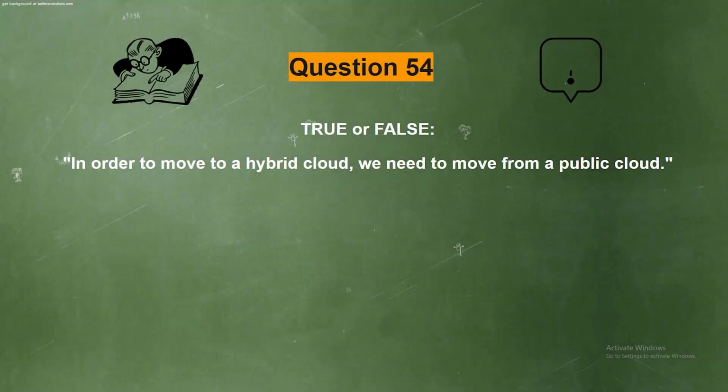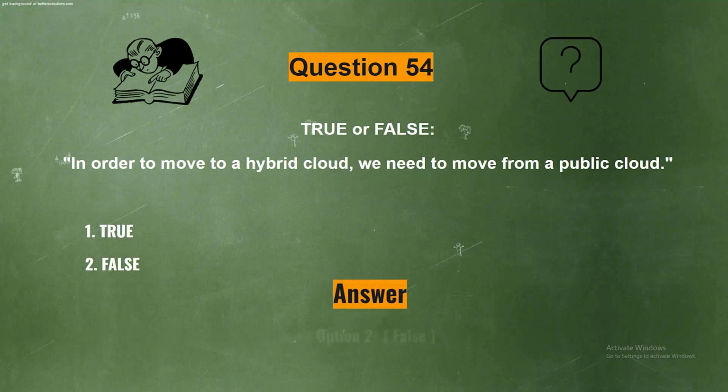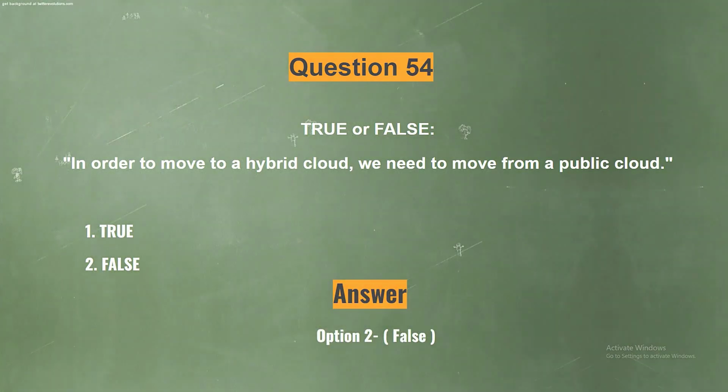Question 54. True or false? In order to move to a hybrid cloud, we need to move from a public cloud. And the options are option 1, true, option 2, false. And the correct answer is option 2, false.